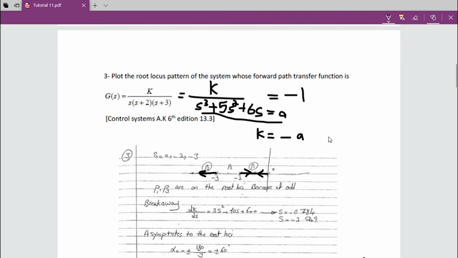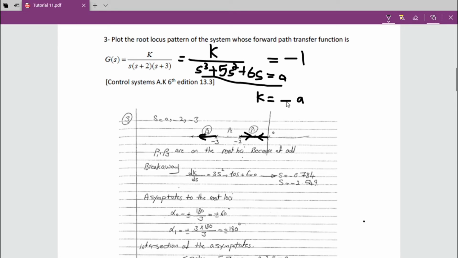So a breakaway point occurs when the gain is maximum, and a break-in point happens when the gain is minimum, right? Now what we do is follow that and identify the breakaway point. By solving for k, k is basically the negative of this denominator, and then differentiating in terms of s and equating it to 0.